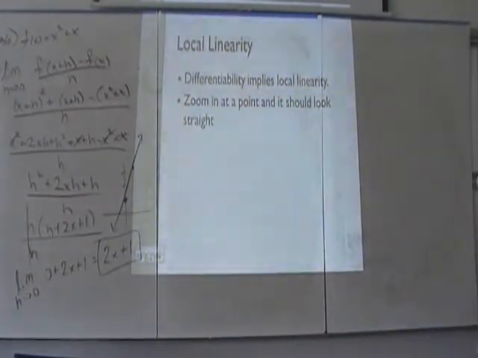Differentiability implies local linearity. What is this language? Huh? What is this language? English. Sounds weird. I don't know what else to tell you.